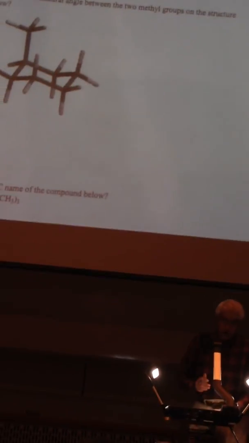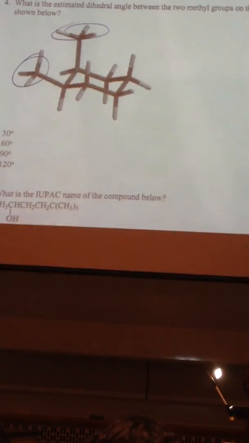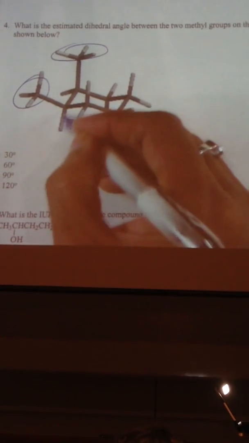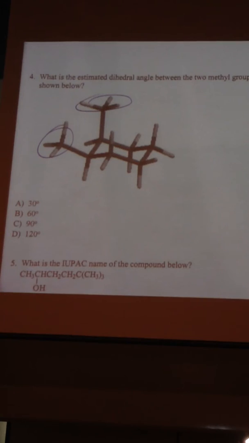Question 4, asking what is the estimated dihedral angle between the two methyl groups on the structure shown below. So one methyl group is here, the other methyl group is here. So you need to look at the plane going through this carbon and this carbon. That is one plane. And another plane would be this carbon and this methyl carbon. So based on that, you can see that angle is about 60 degrees.